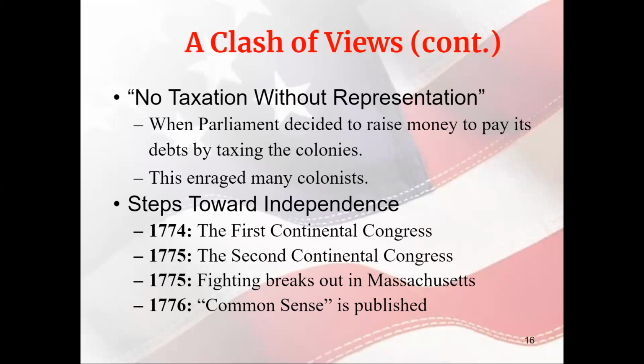So again, this is a look at the first few steps toward independence, looking at that rise in tensions, and what will ultimately result in independence and the Declaration of Independence.